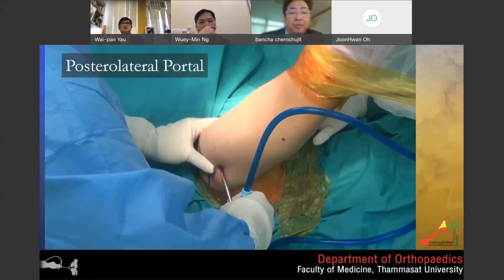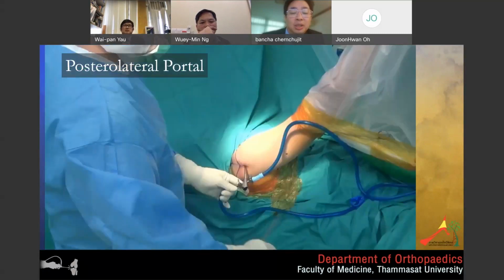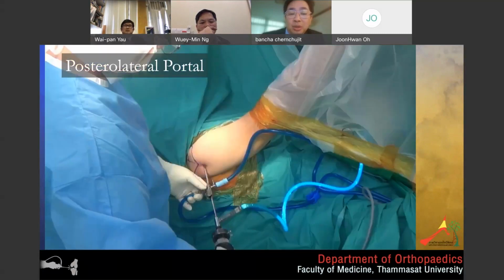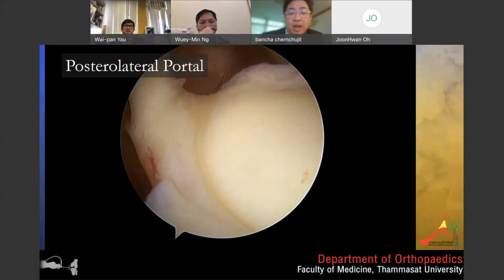I use 3 portals for the surgery. I start with my posterolateral portal. It's about posterolateral, it's not the routine posterior portal. So with this portal you can see better, and also you can work better, right?